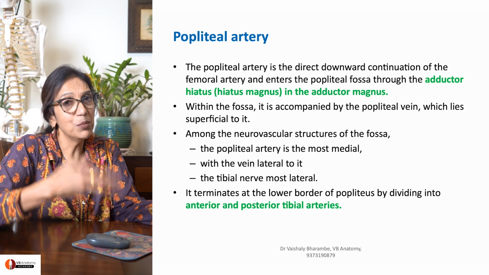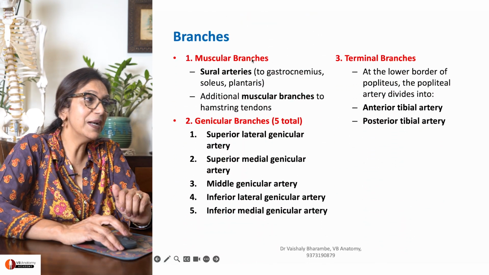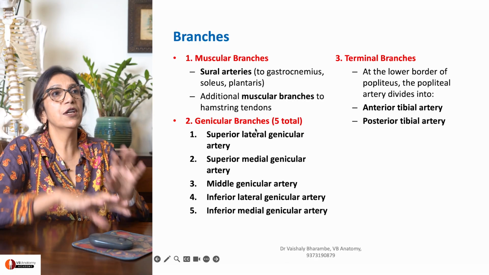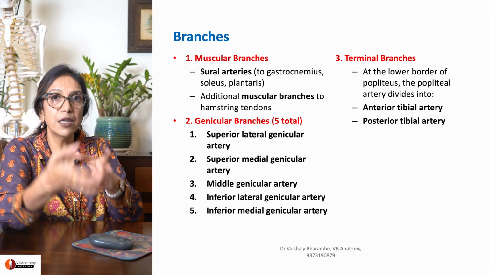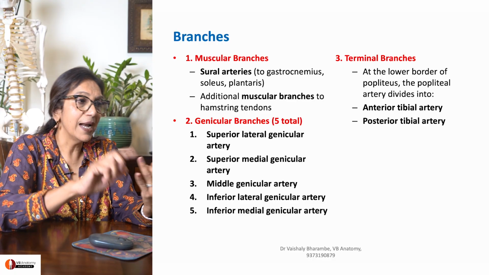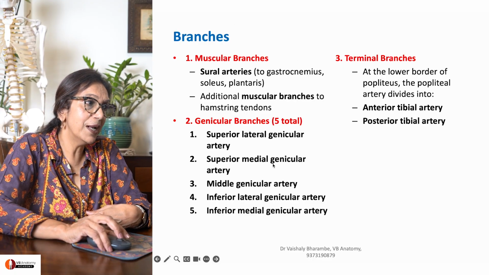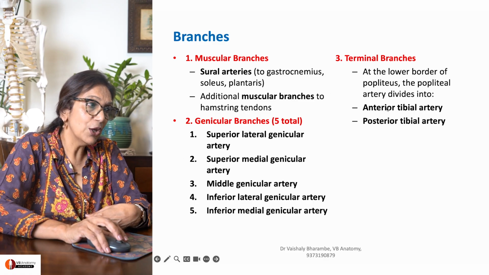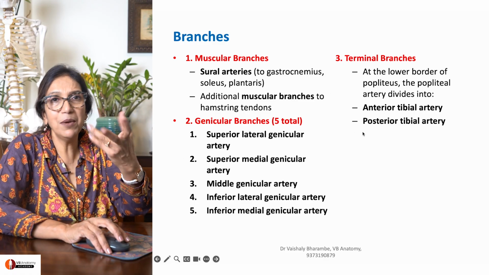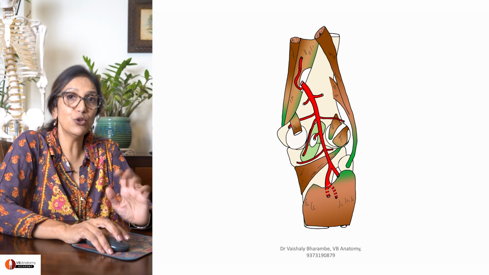Lot of theory, boring. We are going to see diagrams, okay? But before that, remember, the popliteal artery gives rise to muscular branches, terminal branches, genicular. Terminal we already know: anterior tibial, posterior tibial. So now we have to learn about muscular branches, genicular branches, and maybe a few cutaneous as well. So come, let's look at the image to understand.